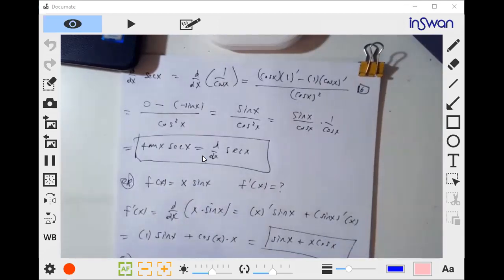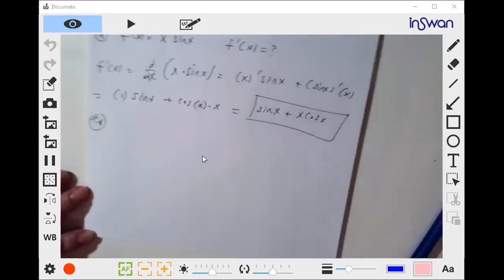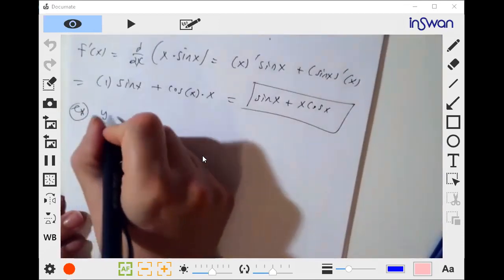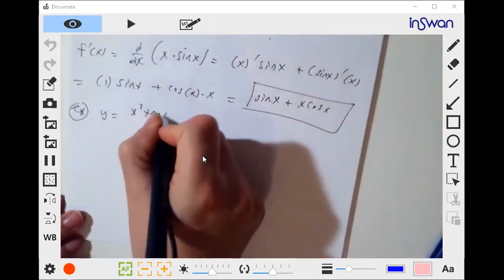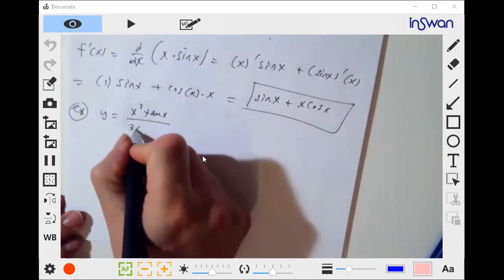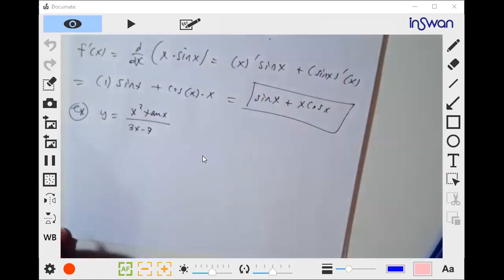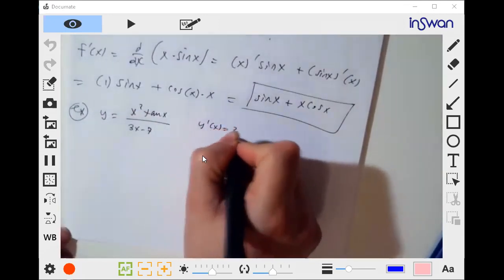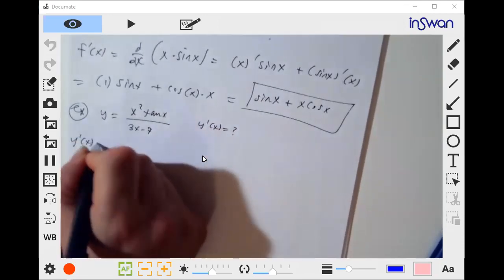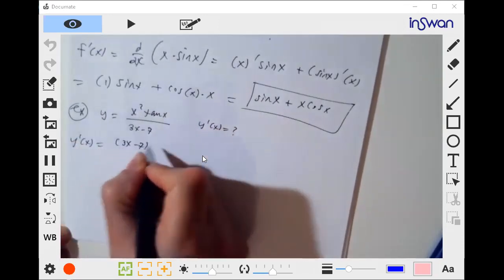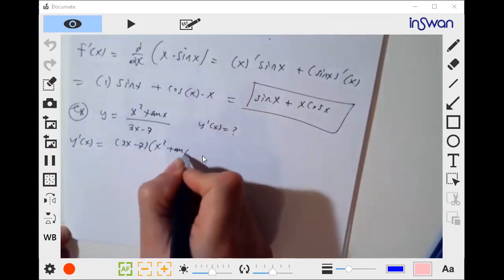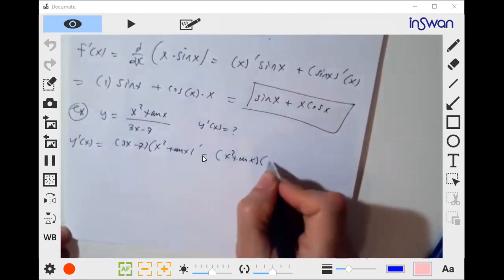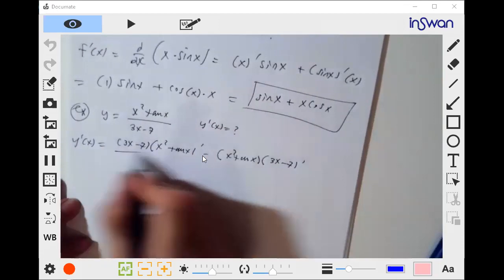Let's do another one. What if our function is something more robust? What if y of x is equal to x squared tangent of x divided by 3x minus 7? What is y prime of x? Well, y prime of x is equal to the bottom times the derivative of the top minus the top times the derivative of the bottom all over the bottom squared.